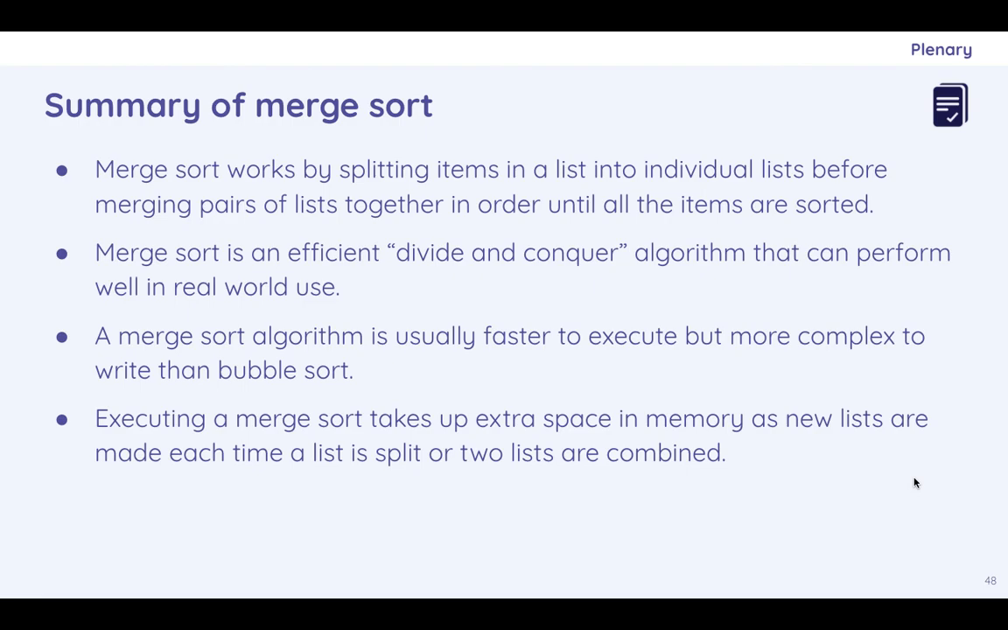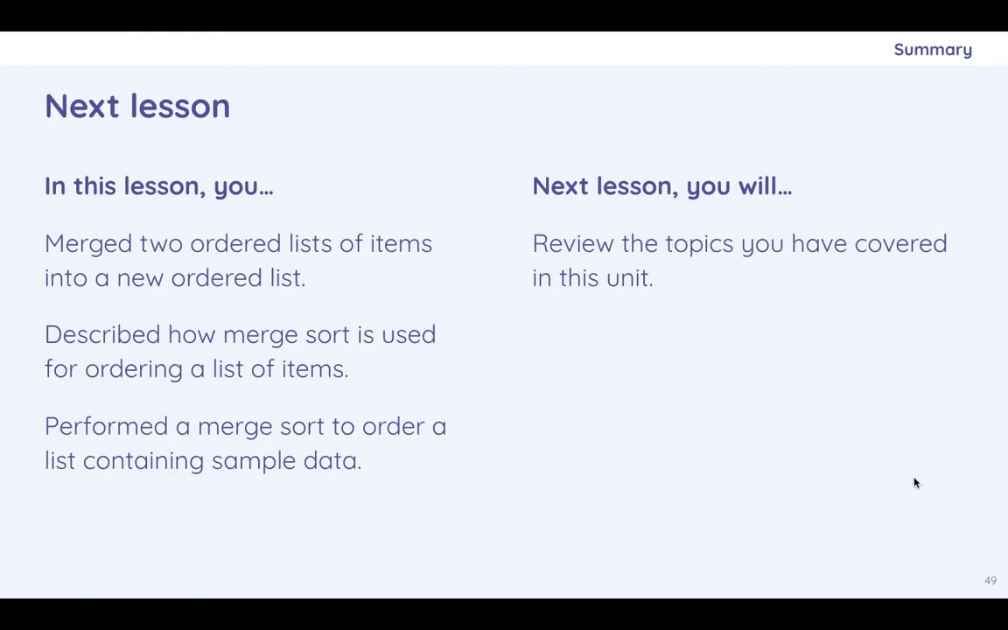So as a summary, split the items into individual lists before merging them together in pairs and continually merging until it's together. Merge sort is a divide and conquer algorithm, and it performs well in the real world. Faster to execute, more complicated to write than, say, the bubble sort or the insertion sort. Takes up more memory because of all the little sublists.